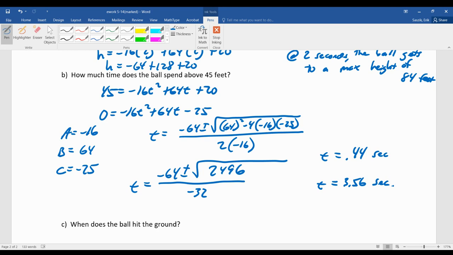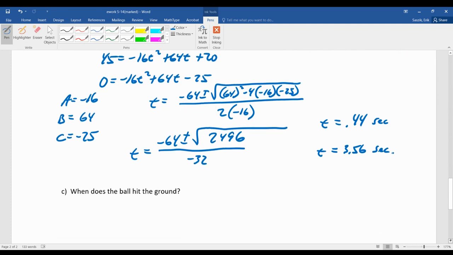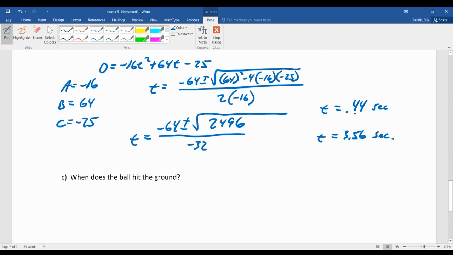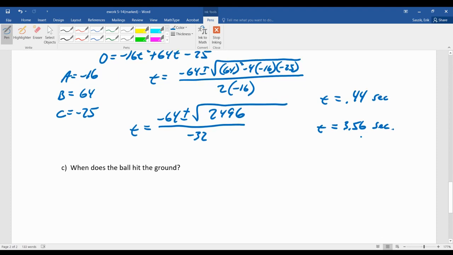Now, in the Zoom lesson, we're certainly going to talk about how you think your way through this. But here, I want you to realize the ball starts at 20 feet. If you look at that last number in the equation, it was 20 feet high. So when the ball's first thrown upwards, it takes 0.44 seconds for it to get above 45 feet. And then at 3.56 seconds, it's going below.